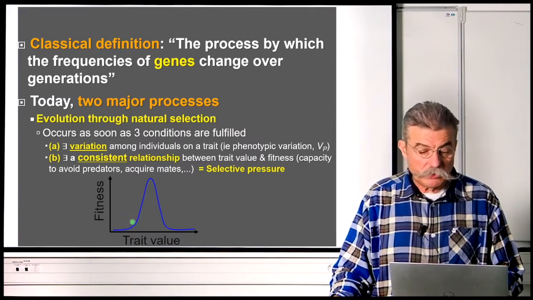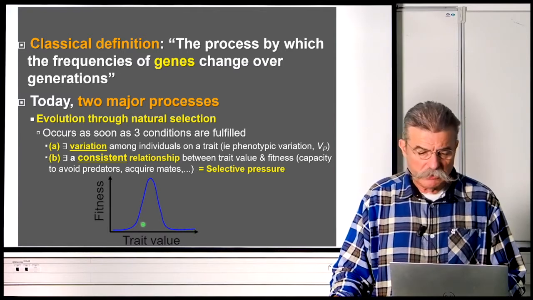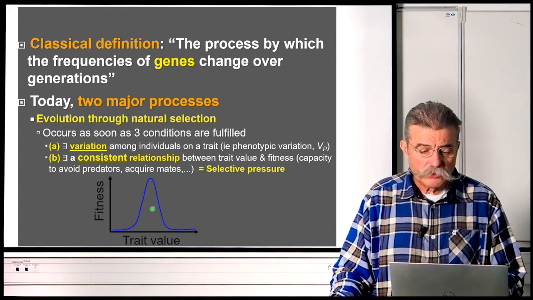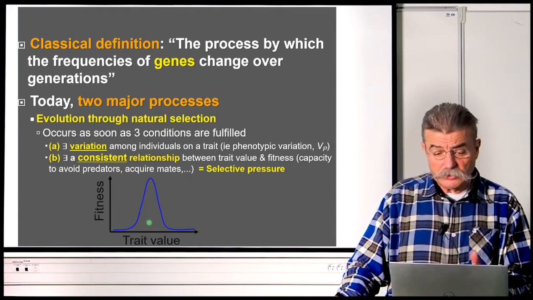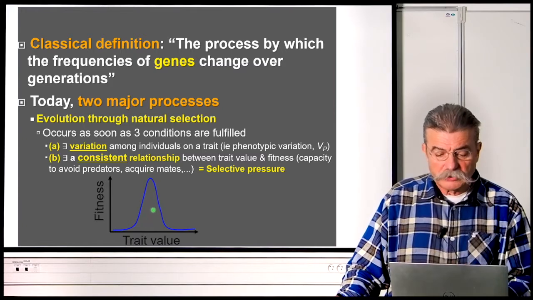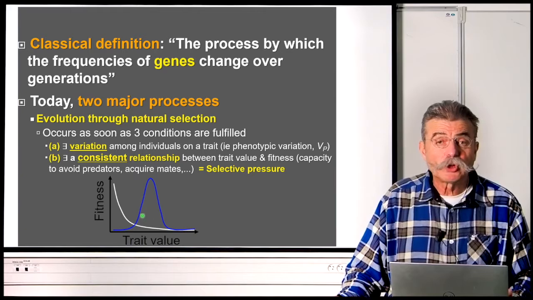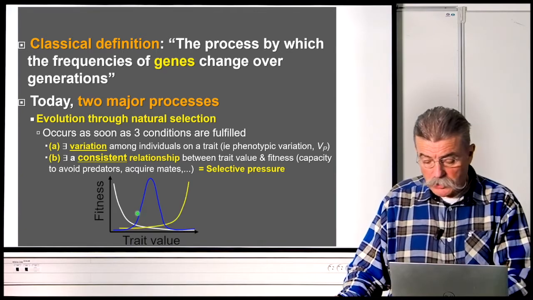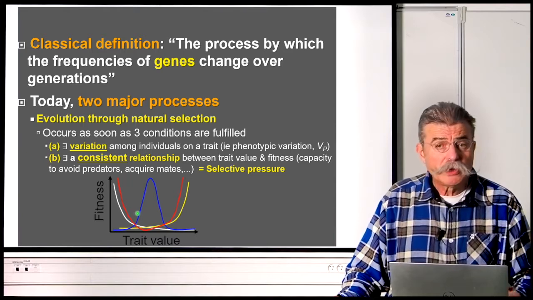And it can be some shape like this, in which the extreme values are counter-selected, with low fitness, while the individuals that are of median size have got the highest fitness. And clearly a situation like this would stabilize the trait around these values. But it could be a completely different shape like this one, favoring small individuals or favoring big individuals. It can also be a mixture of this.